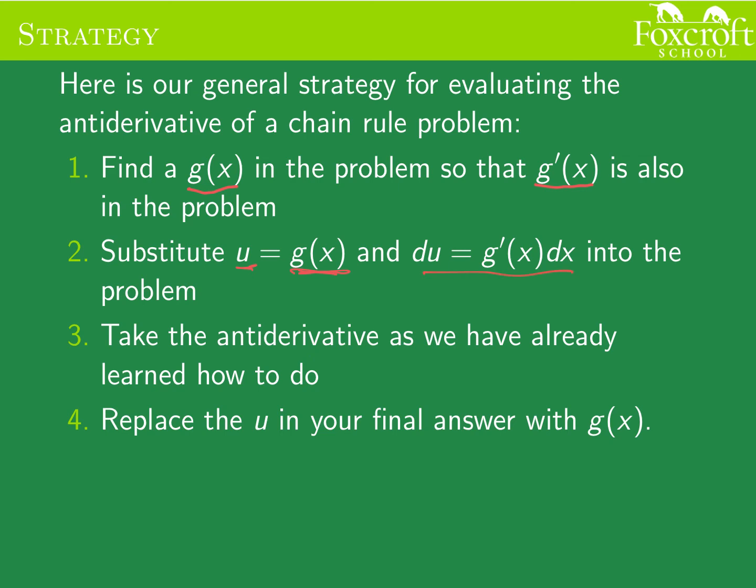There's some extra things we'll have to do to make sure everything makes sense. But once we replace the complicated g of x with just the single letter u, hopefully we can take the antiderivative just like we did before using power rules or trig functions or something like that. And then when we were finally done, we had to make sure our original variable was x, not u, so we had to replace u again with the g of x that we had up here. So that's the general strategy in words. We'll start doing examples now and see this process as we go through it.